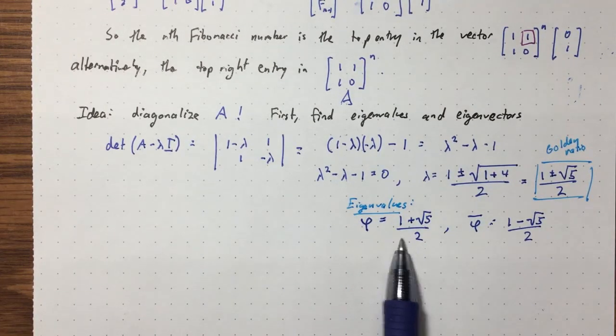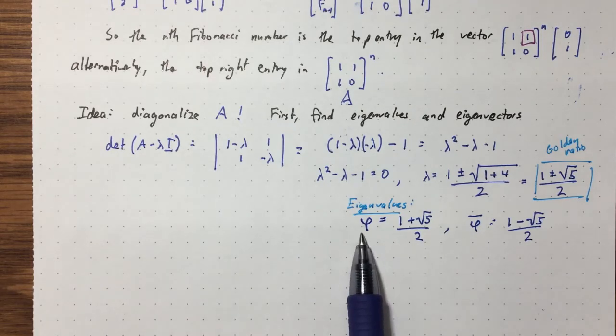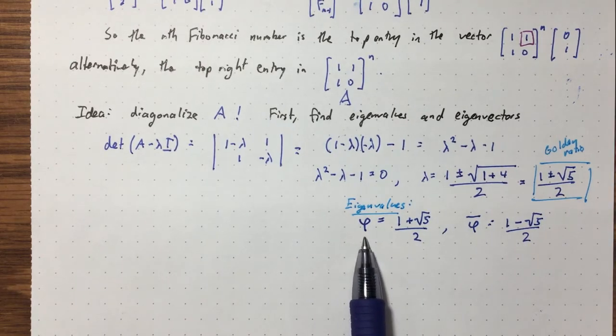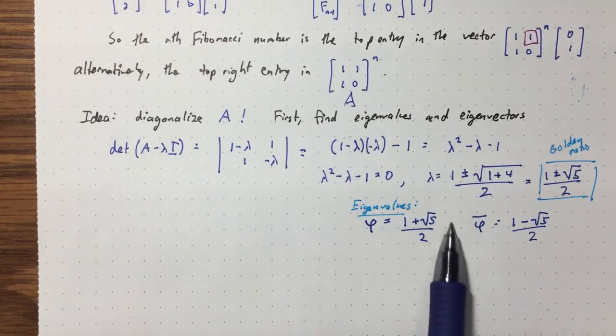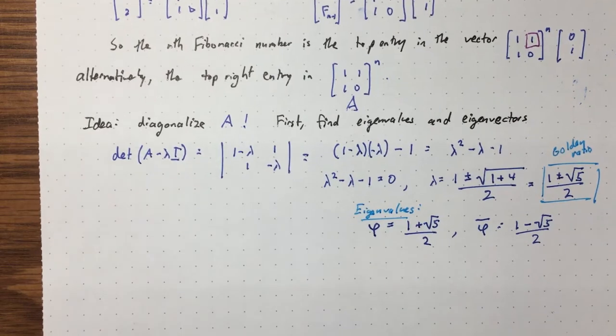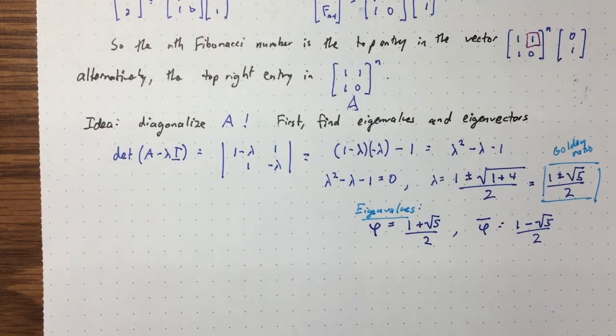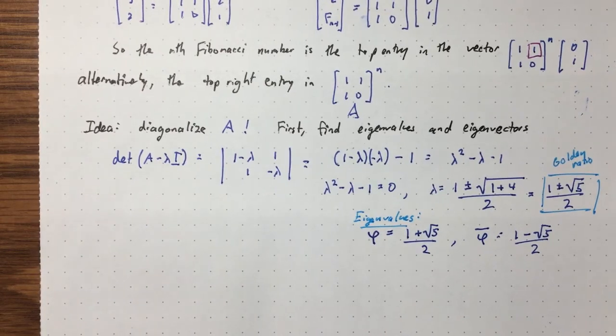It happens that this has a special name. It's called the golden ratio. I'm actually going to use the symbol phi as much as I can to avoid having to write out this whole expression. So that's great. We found the eigenvalues. What else do we need in order to diagonalize this matrix? We need its eigenvectors. So we're going to find the eigenvectors.